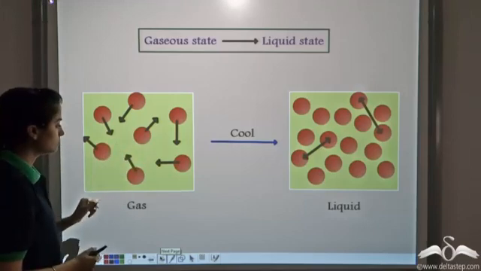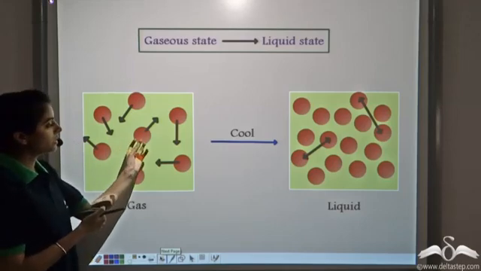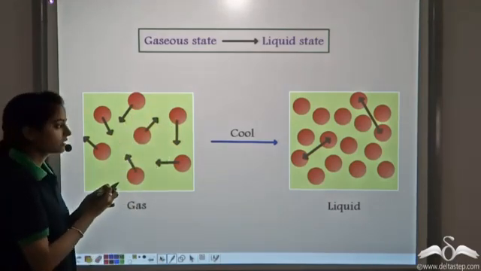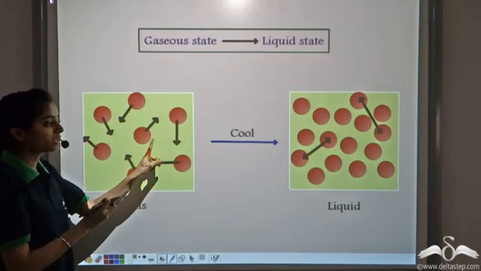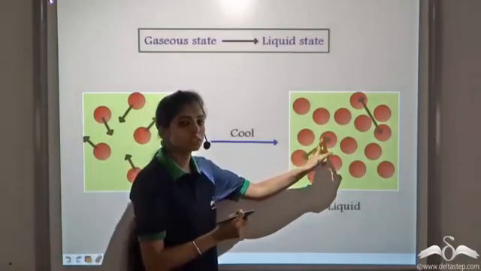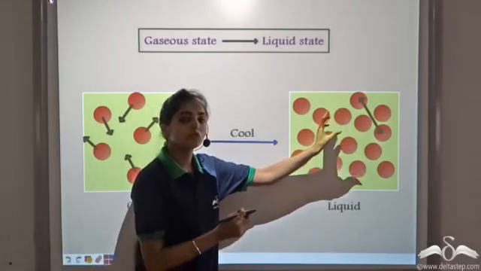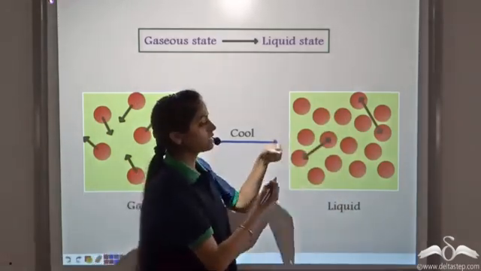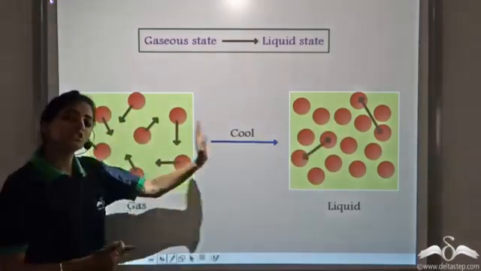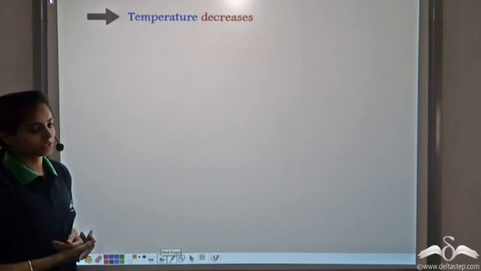So we have a gaseous sample. As we cool it, that is, we are extracting heat from the particles, the kinetic energy of these particles decreases. As the kinetic energy decreases, the speed of the particles also decreases. This in turn leads to a lesser interparticle space between the particles. As the space between the particles decreases, the intermolecular force of attraction increases. This increase in intermolecular force of attraction brings the particles close, and so the gaseous form changes into the liquid state. So let's revisit how condensation takes place.